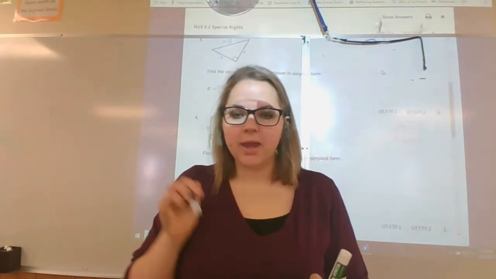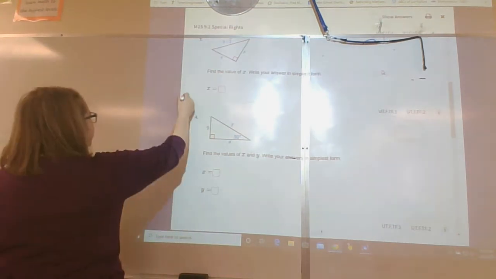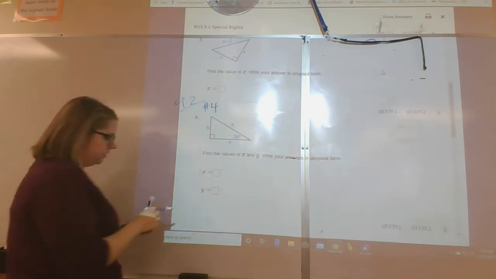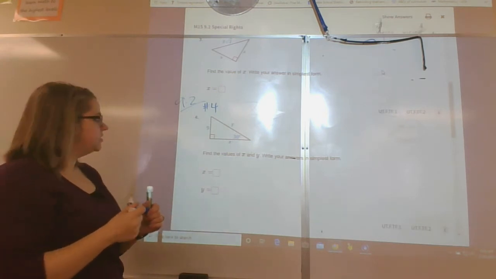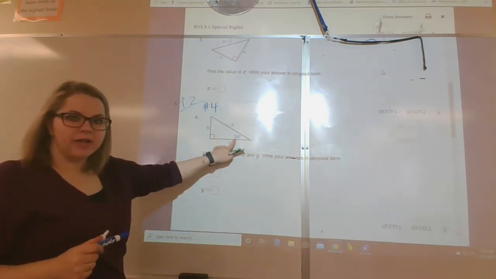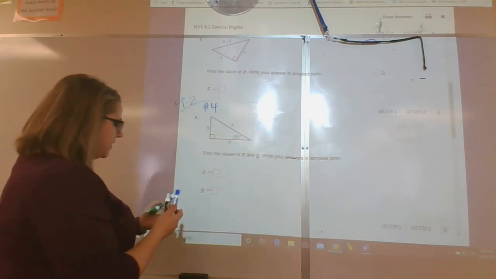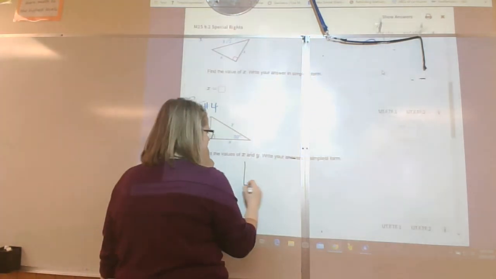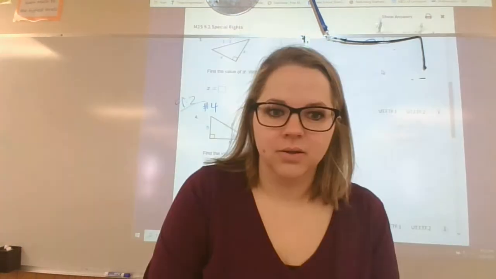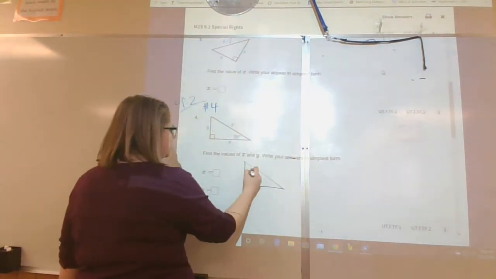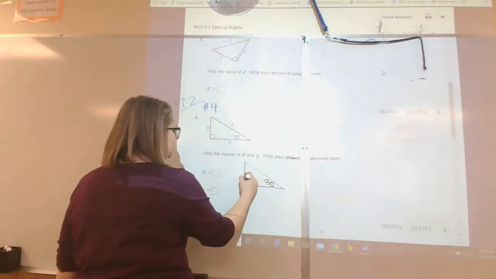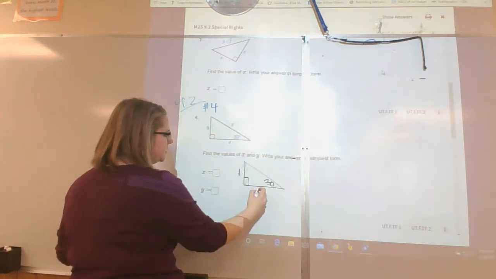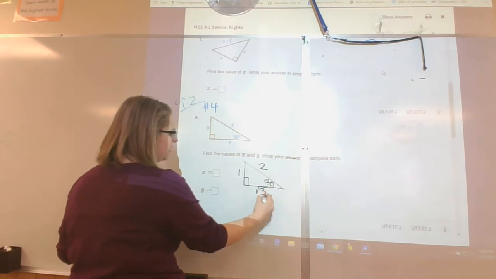Okay, now we're looking at number 4. This is still 9.2, this is just number 4. Okay, same deal that we just did. This has a 30-degree angle right here, so I know I need to use a 30, 60, 90-degree triangle. So this is 30 degrees here, this one is my right angle, and now my smallest side is here. So this is 1, this is 2, and this is square root of 3.